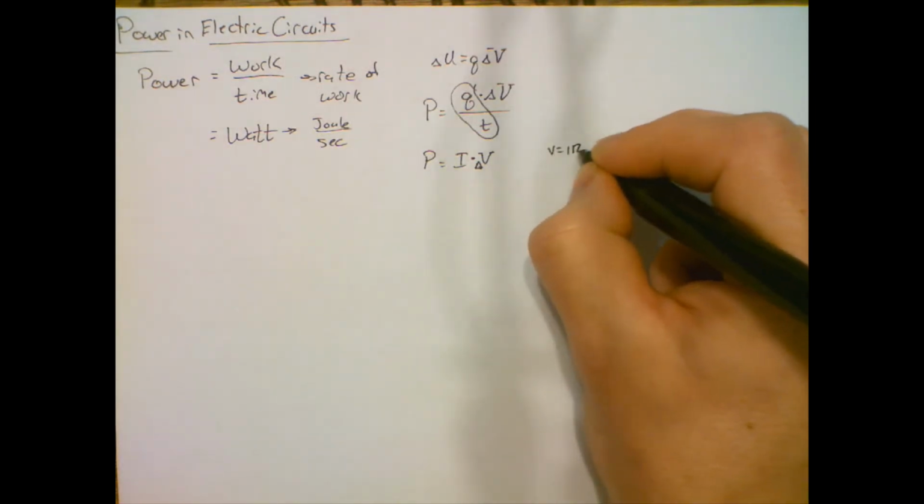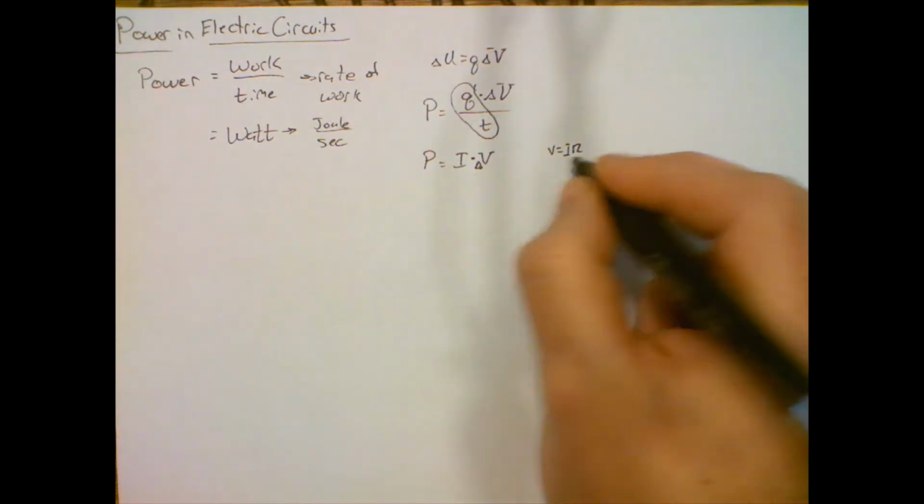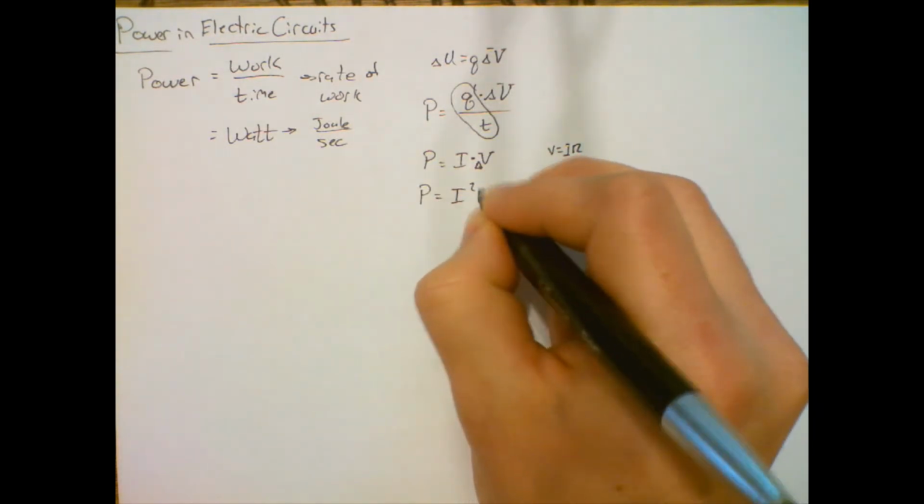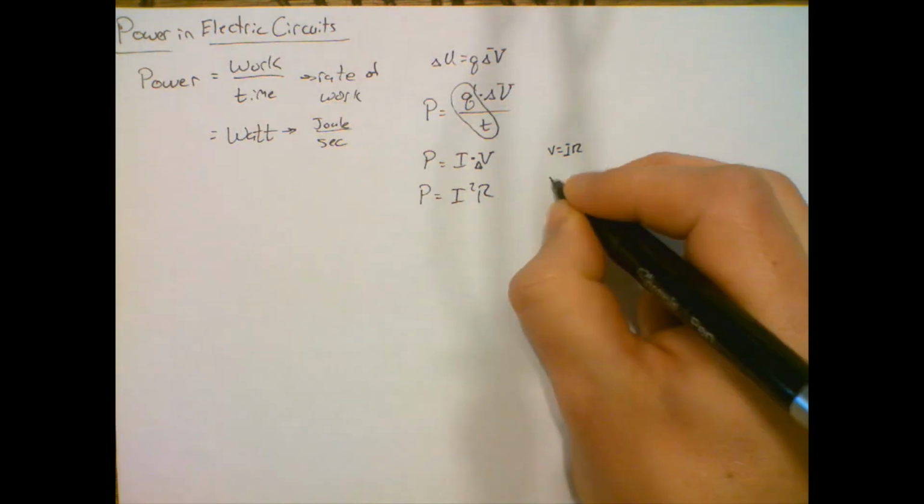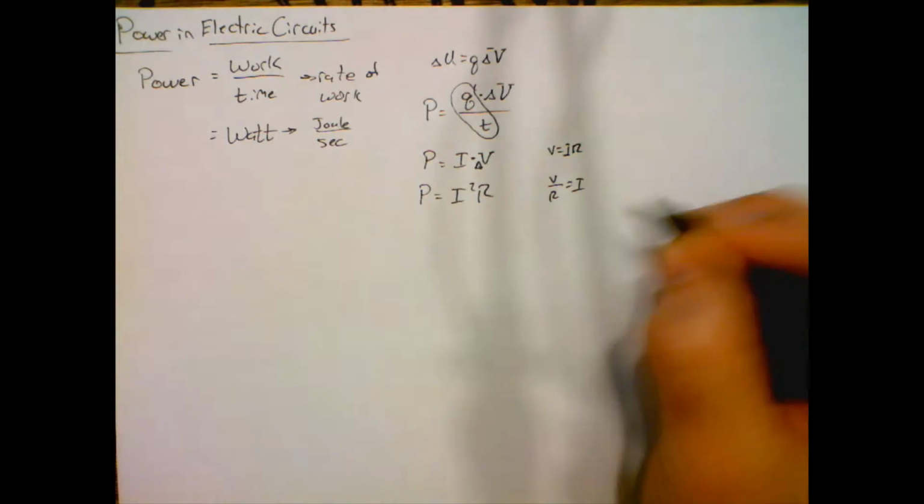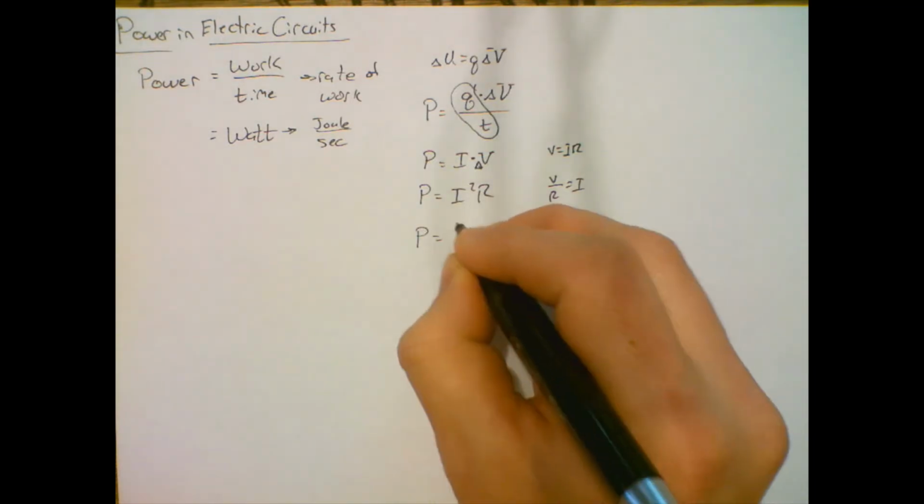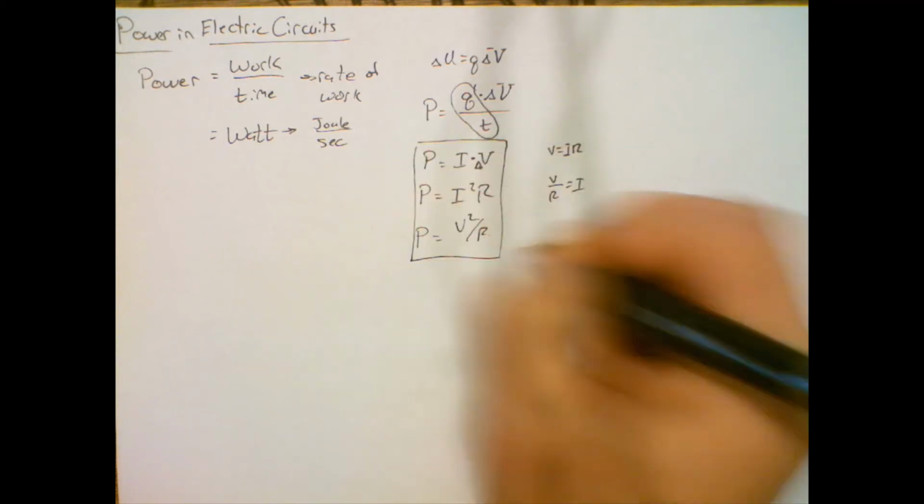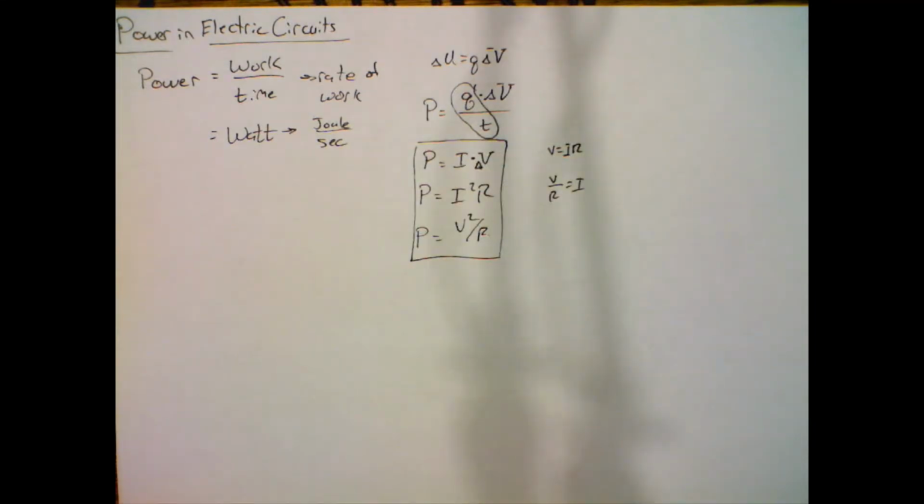But remember, V equals IR. So I can replace that V with IR. Power is also I squared R. Or I can rearrange this and go, oh, V over R is I. I can replace the I and say, well, power is also V squared over R. Three different types of power equations, depending on the situation.